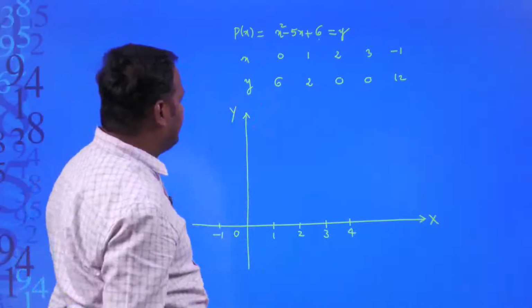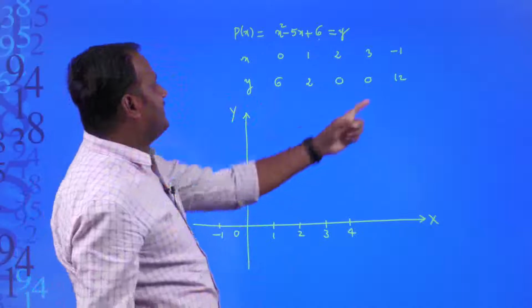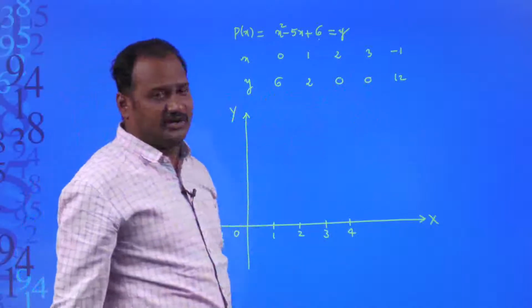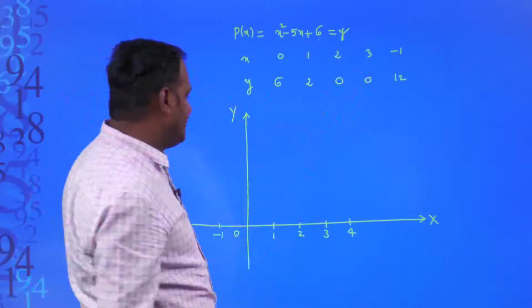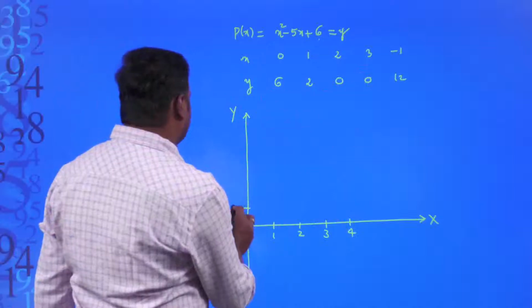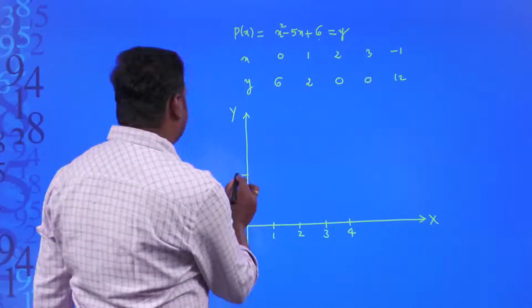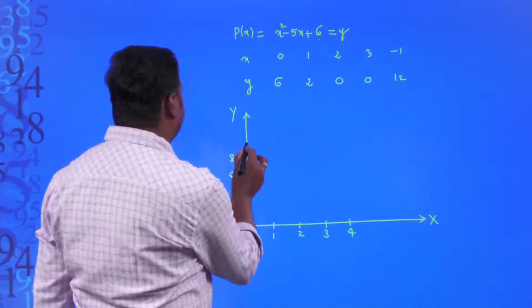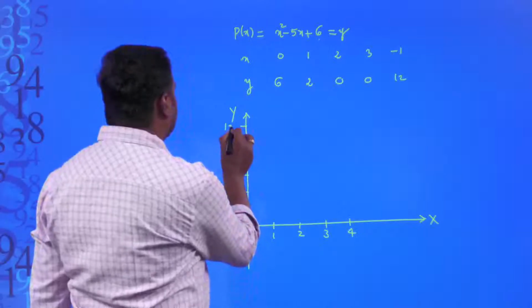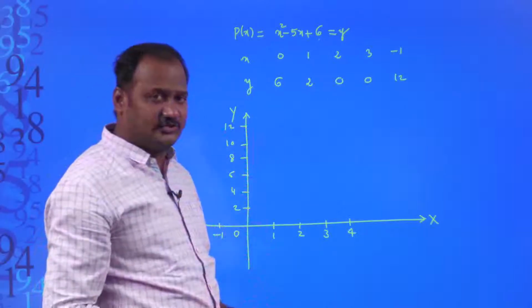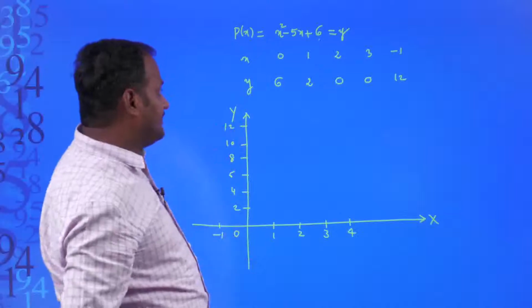Coming to the value of y, what is the maximum value of y? Maximum value of y is equal to 12 and there is no negative y, right? So I am taking this is 2 and 4 and 6 and 8 and 10 and 12. So taking 1 centimeter is equal to 2 units. I am going to plot these points now.